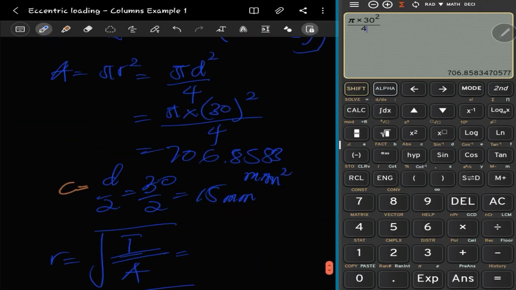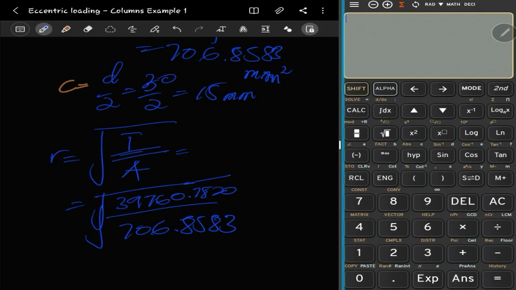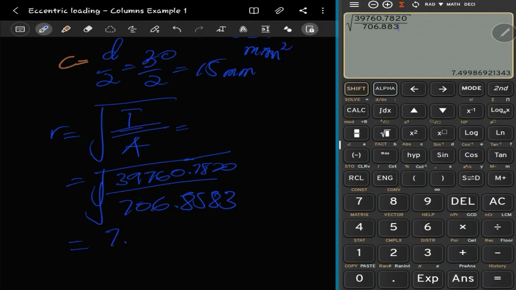0.7820, right? 20. So let's see what we get for that. Square root is 39760 point 3976.787820 on 706.8583. What do we get for that? We get a radius of gyration of 7.4999 mm, right? So this is our radius of gyration. This is the formula. We move on.